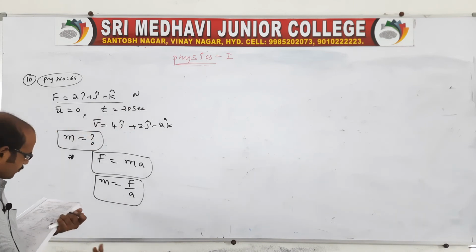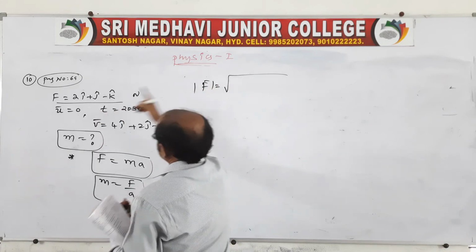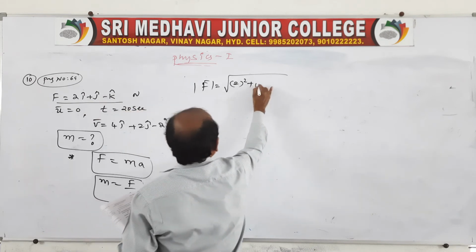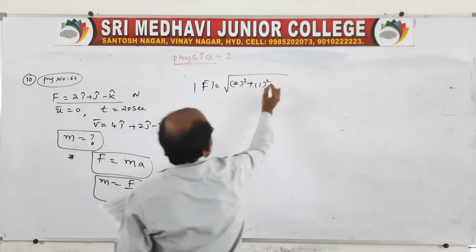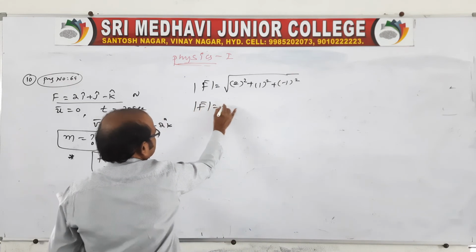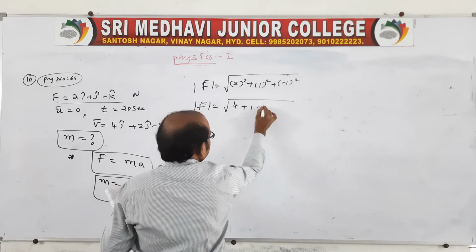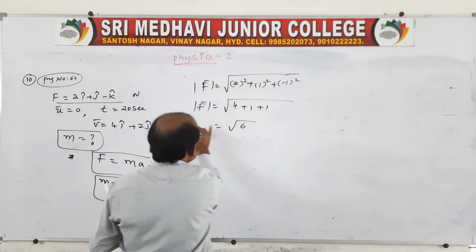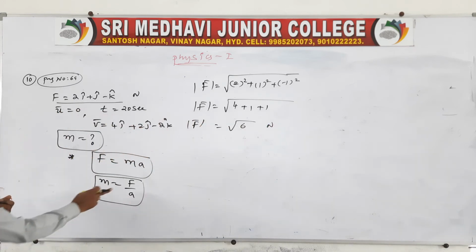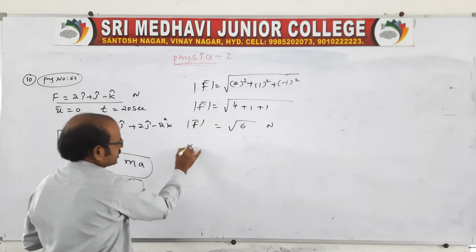Before that, we should first find the magnitude of force. The magnitude of force will be root over 2 square plus 1 square plus minus 1 whole square. So the magnitude of force is root over 4 plus 1 plus 1, which is root 6 Newton. So the force is ready for this formula. Now we should get the acceleration using the given data.